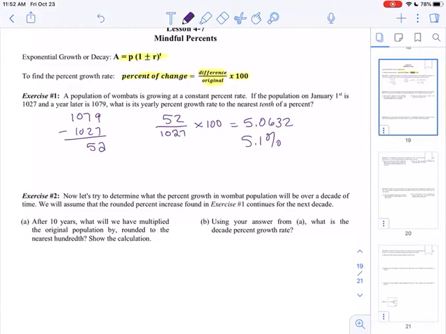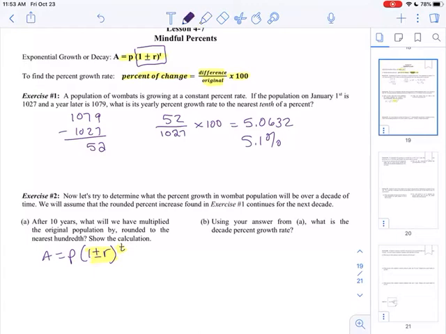Now let's determine what the percent growth in the wombat population will be over a decade. That was a yearly percent growth rate. Next, I want a decade. So after 10 years, what will we have multiplied the original population by, rounded to the nearest hundredth? I'm really just taking this part of the formula. I know that A equals the principal times 1 plus or minus the rate to the t power. I just want this part.